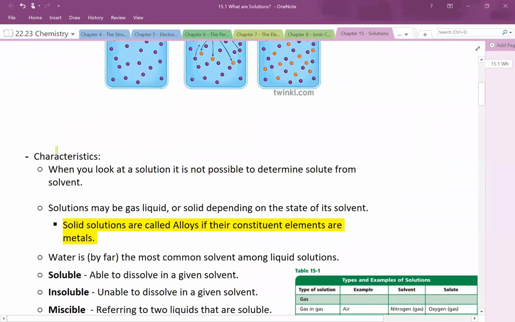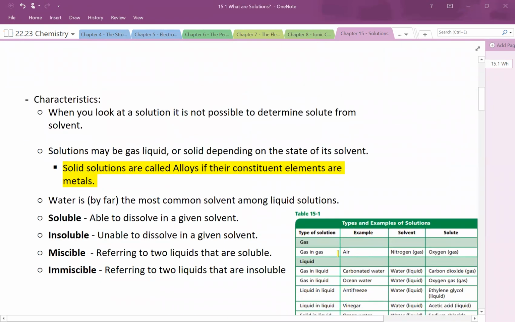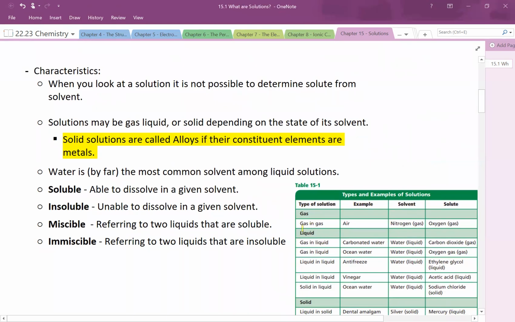So some characteristics of solutions that we need to talk about. When you look at them, you can't tell the difference between a pure substance and a solution because solutions are homogeneous mixtures, right? So visually, you can't tell the difference. Solutions can be in any state, actually. They could be solid, liquid, or gas. We are, of course, going to focus mostly on liquid solutions because they are the type we can control most easily. A good example of a gas solution would be air, right? Maybe like the air around us.